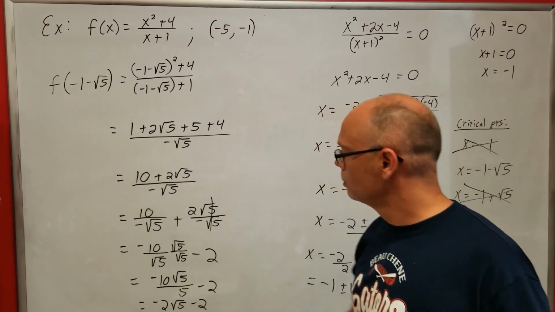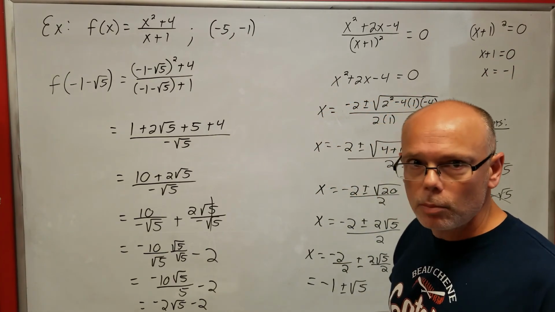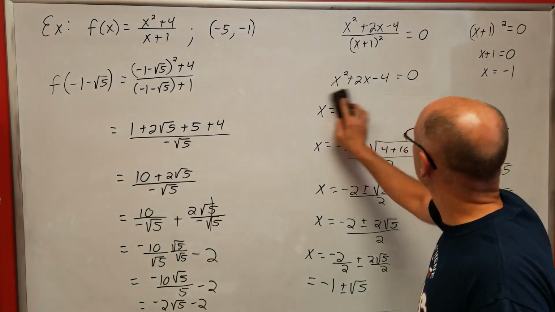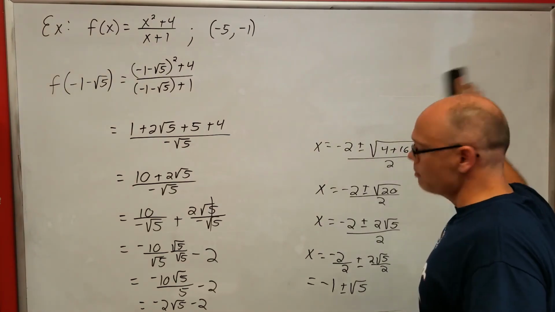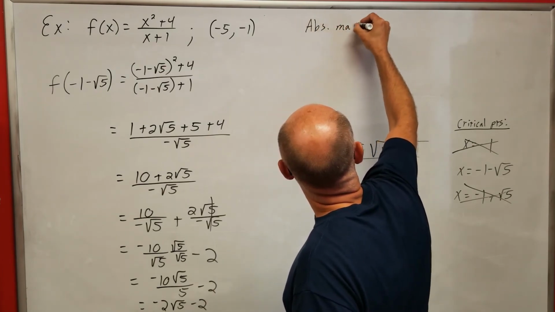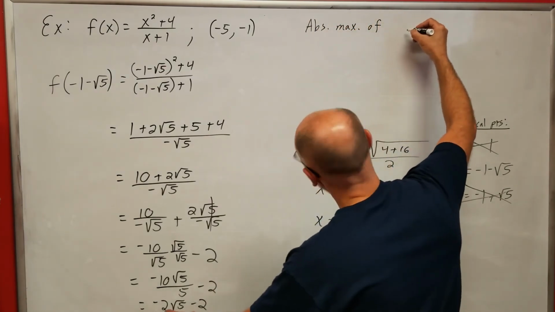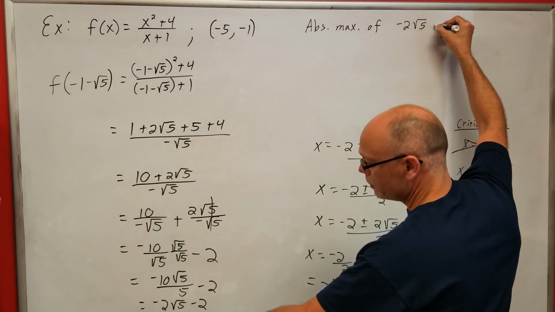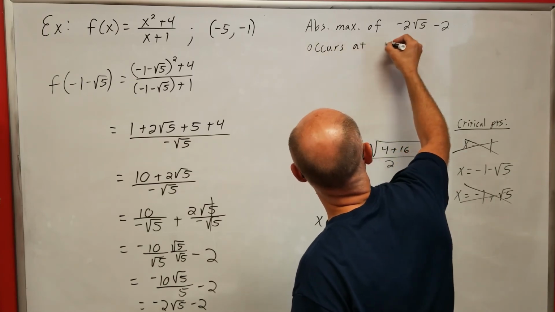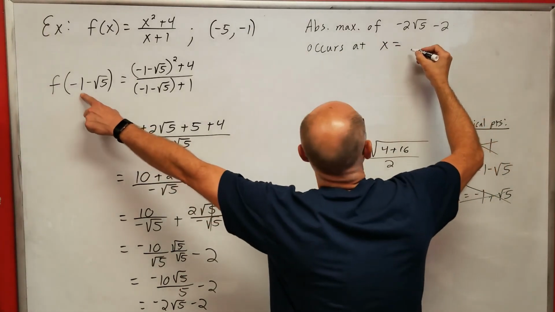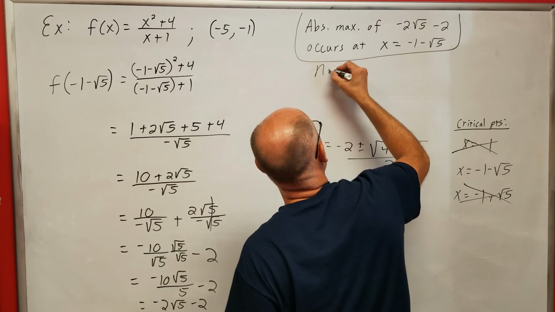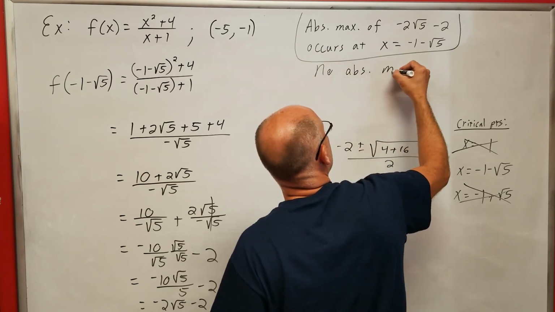All right, so what is that? That is the output of that function when I input this number, right? So what did we say we're going to have there? An absolute max, right? Absolute max of this output, negative 2 square roots of 5 minus 2, and it occurs at x is equal to what value did I input? Negative 1 minus square root of 5. And we said no absolute min.